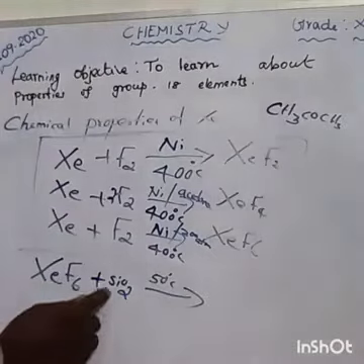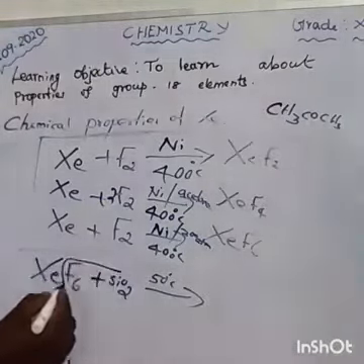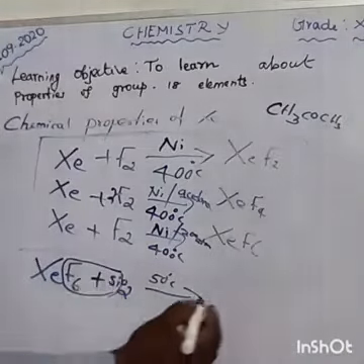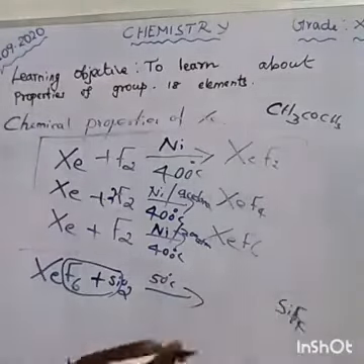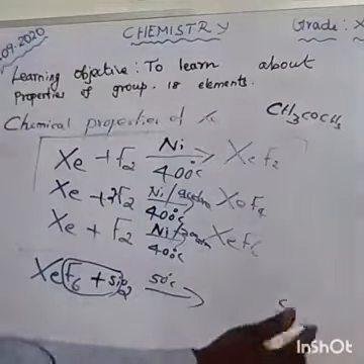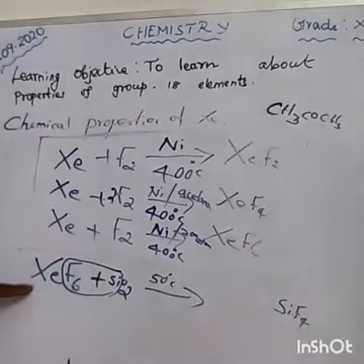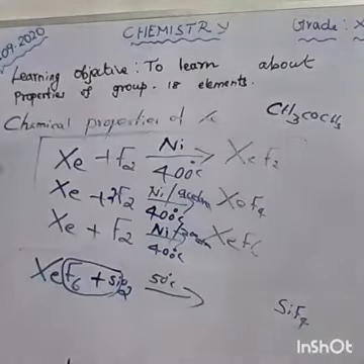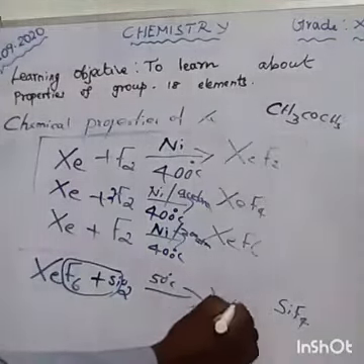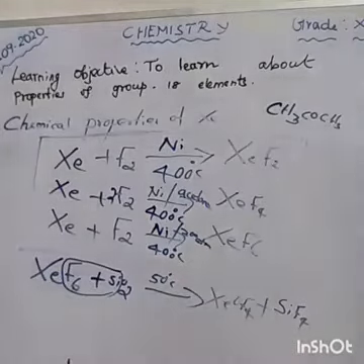Here, the silica combines with the fluorine. Can you say what the product is? SiF4, silicon tetrafluoride. And what other product is obtained? Xenon reacts with oxygen and fluorine, and we get xenon oxyfluoride. The formula is XeOF4. Clear?